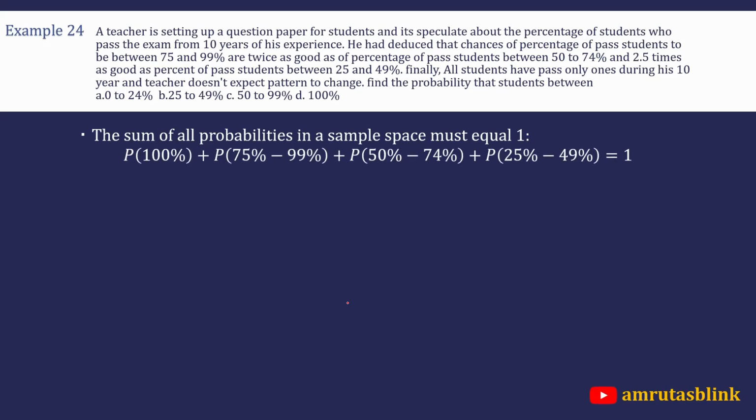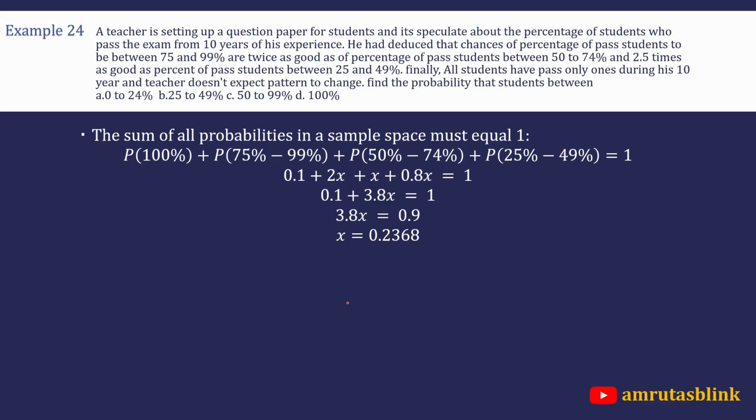Hence the probability of 100% plus the probability of 75 to 99% plus the probability of 50 to 74% plus the probability of 25 to 49% is 1. Hence 0.1 plus 2x plus x plus 0.8x is equal to 1. So 0.1 plus 3.8x is equal to 1. 3.8x is equal to 0.9, and hence x is equal to 0.9 divided by 3.8. So x is equal to 0.2368. And now from this we need to find the probabilities of all the respective events.